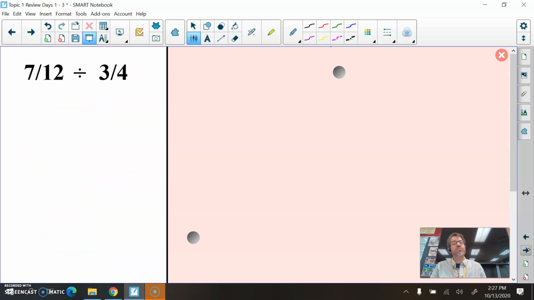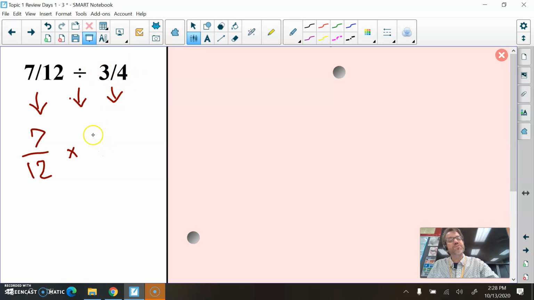All right, how about 7/12 divided by 3/4? Well, keep this one the same, 7/12. Change it from dividing to multiplying, and then flip this second fraction. Instead of 3/4, its reciprocal is 4/3. Now I have a multiplying problem. Can I do any simplifying? Well, the 3 and the 7, nope. The 3 and the 4, nope.